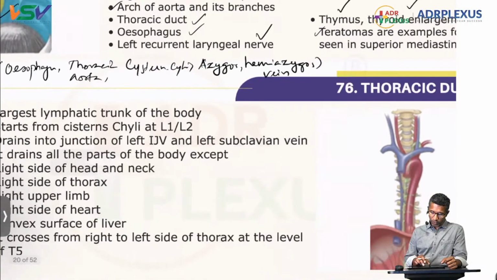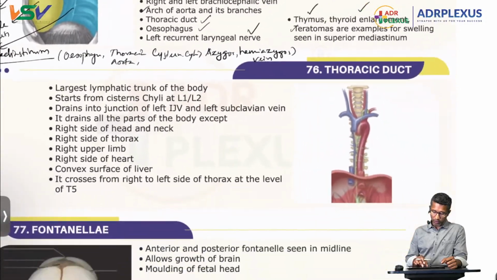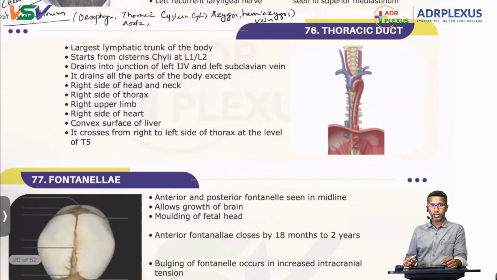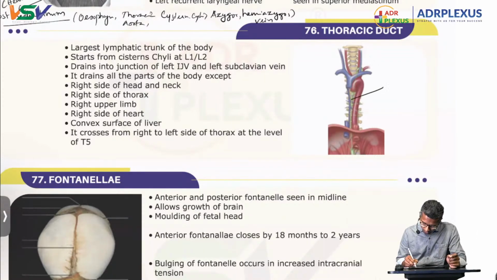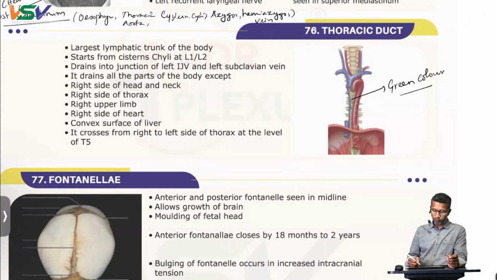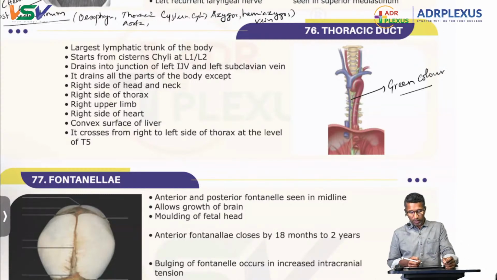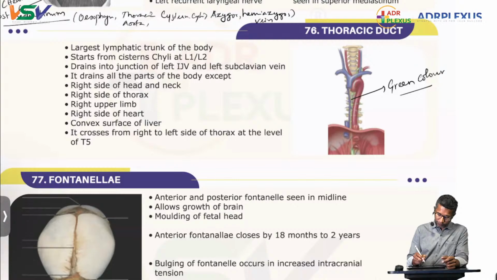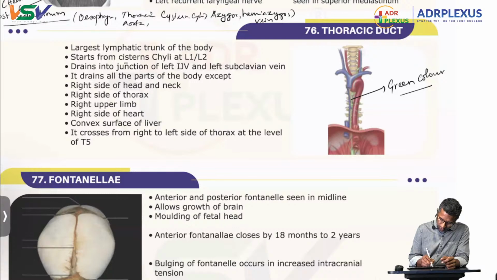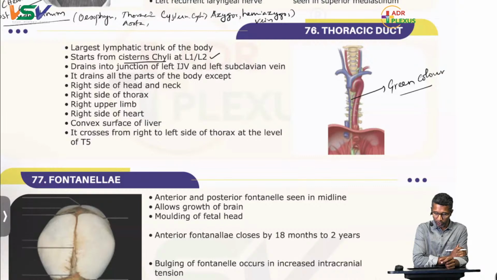Okay, now coming to the thoracic duct. The thoracic duct is the next VSV. If they give anything in a green color, that is one clue. Lymphatic ducts are usually given in green color. So you can see a green duct running in the thorax and the posterior mediastinum, representing the thoracic duct. This thoracic duct arises from a lymphatic sac called the cisterna chyli. It is present at the level of L1 and L2, and it is the starting point for the thoracic duct.